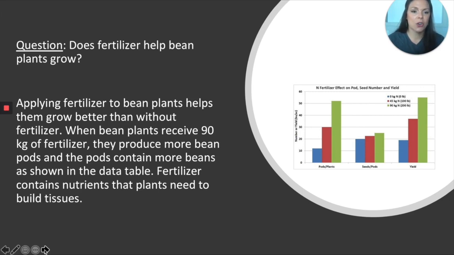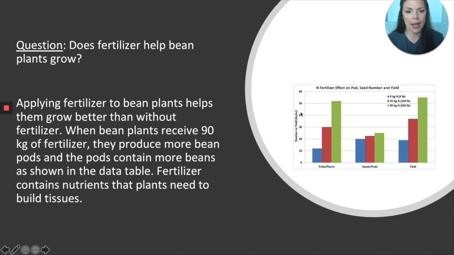If we take a look at this graph, we want to look at the title first. So looking at the title, N is the chemical symbol for nitrogen. You're going to be learning about the periodic table as you go through science, but N is for nitrogen, so this is nitrogen fertilizer, effect on pod, seed number, and yield. So I look down at the x-axis, which is here. And so I've got three different sets of bars. I've got pods per plant, seeds per pod, and the overall yield, which is how much the plant is producing.